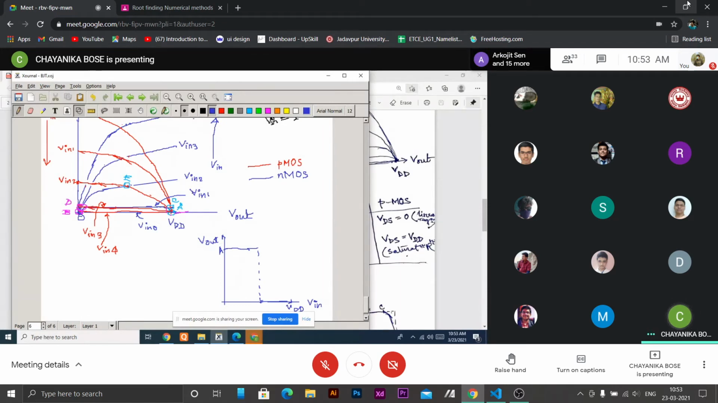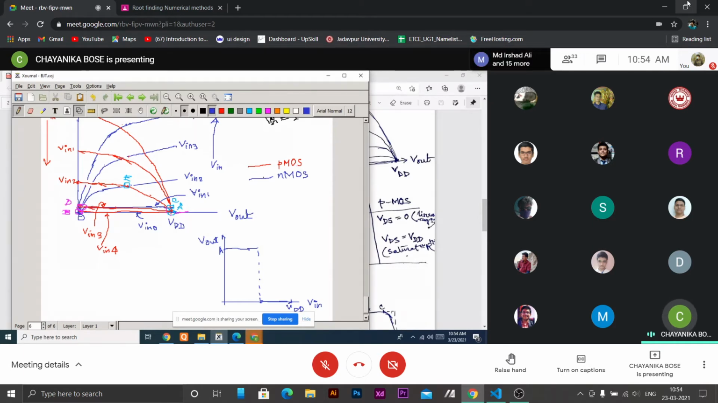Now for V input 1, slightly higher than the 0 one. This blue curve is for NMOS, and this is the red one for V input 1 for PMOS. So these two will intersect on this one.